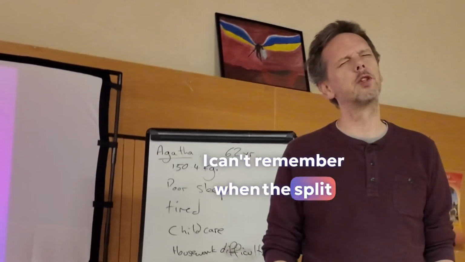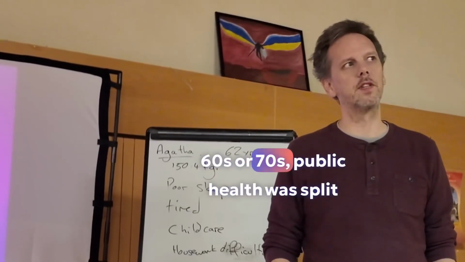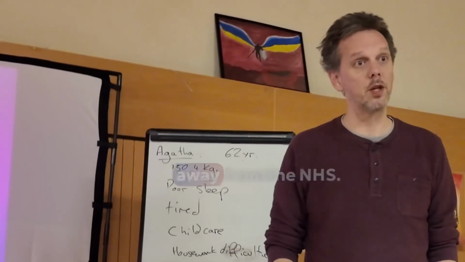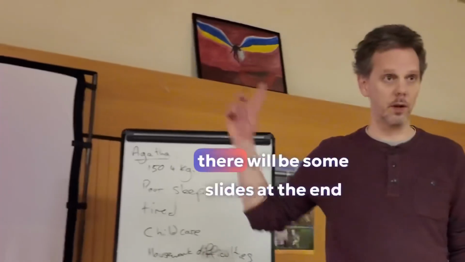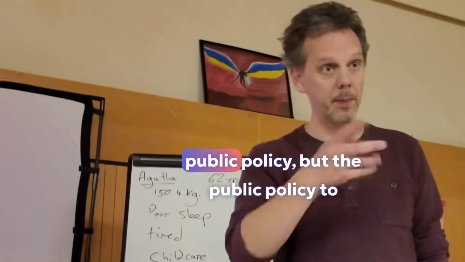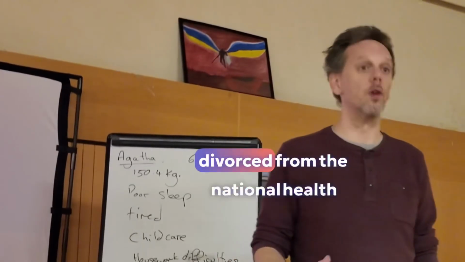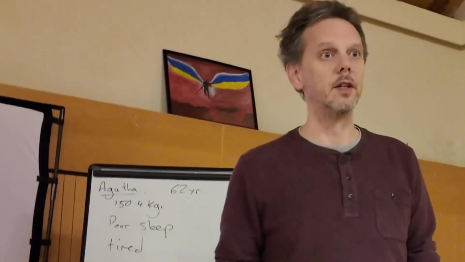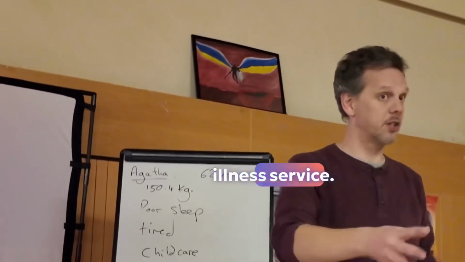I can't remember when the split occurred, but at some point in the 60s or 70s, public health was split away from the NHS. So the public policy to control weight, and there will be some slides at the end when we talk about public policy, is divorced from the National Health Service. We don't have a National Health Service anymore. What effectively we have is a National Illness Service.